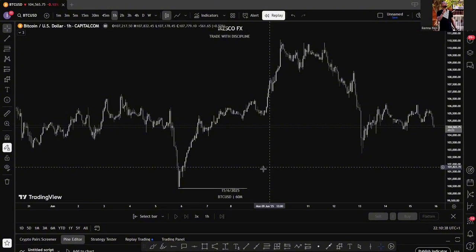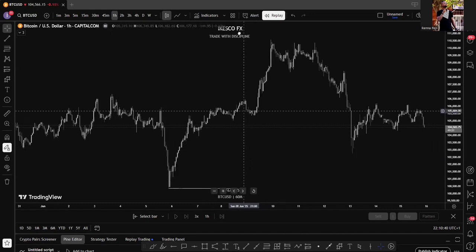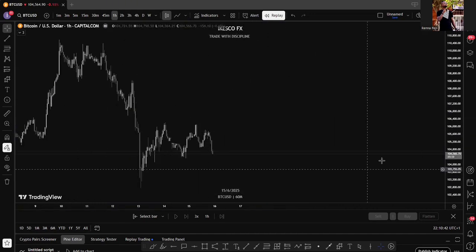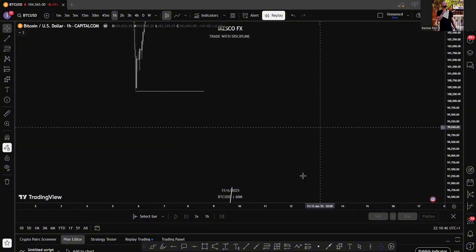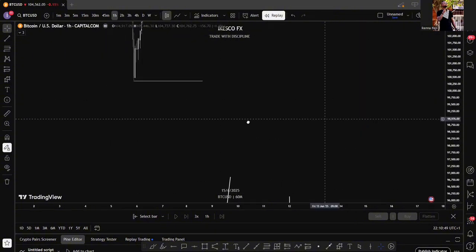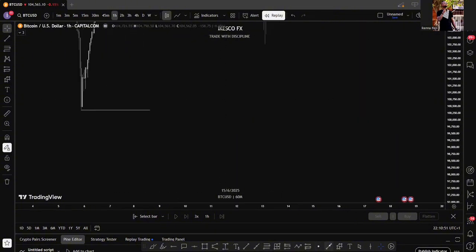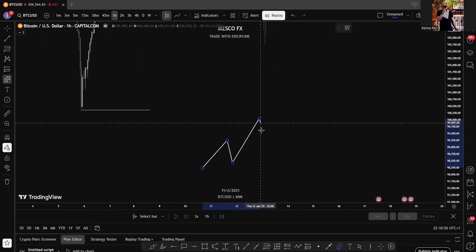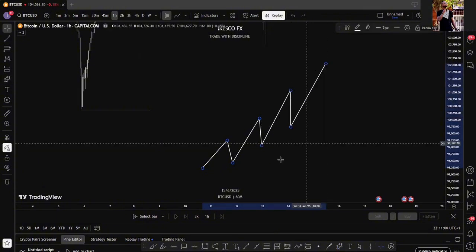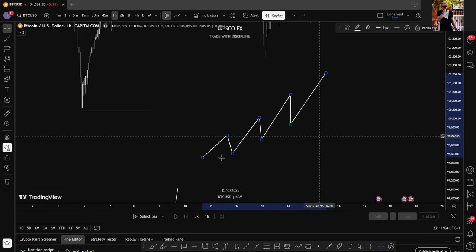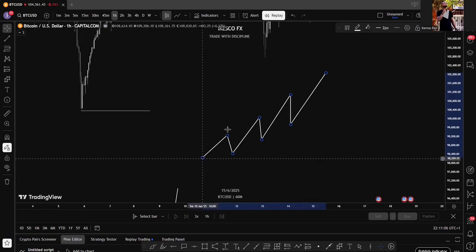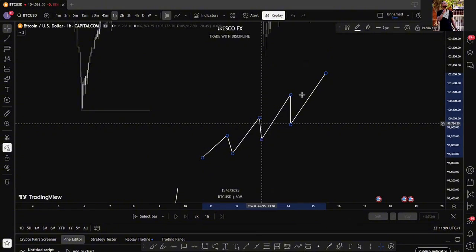So let's just proceed. Now, what you all know is this. When we see something like this on the charts, we say this is a higher low, higher high, higher low, higher high, higher low, higher high. We can all tell that this is a bullish trend, right?